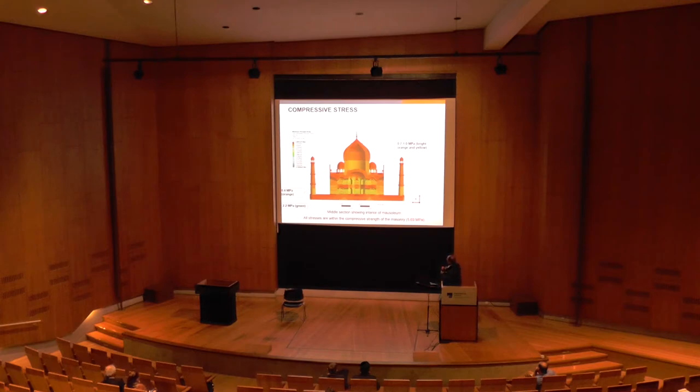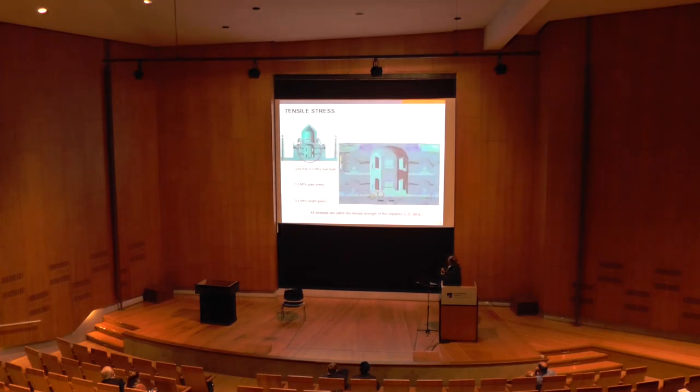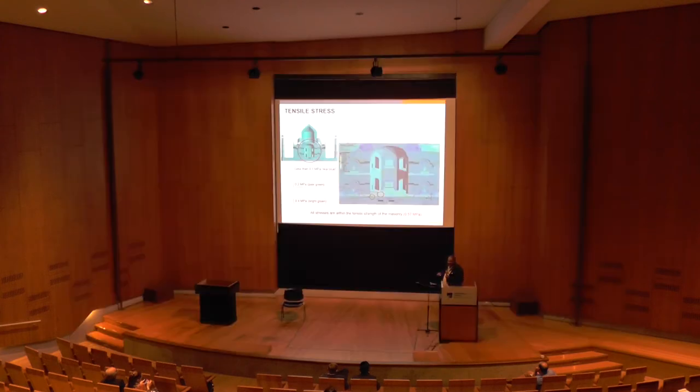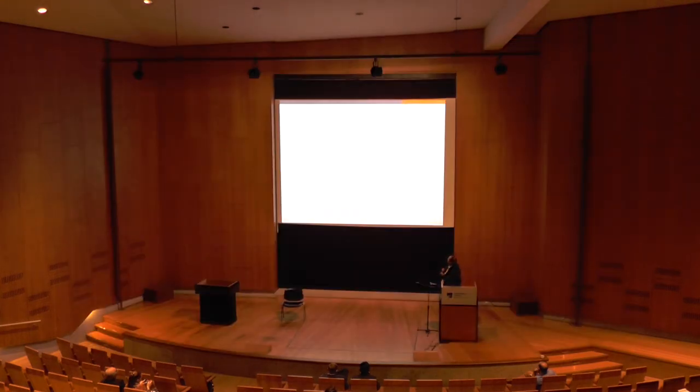But the compressive strength of the masonry can be 5.59 MPa, so we are very much within the safe limits. If we see the tensile stresses, we again get values in the range of 0.1 to 0.4 MPa, while it can go up to 0.57. Tensile stresses going close means we have to go for the dynamic analysis and see whether more tensile stresses develop in a dynamic condition. Taj Mahal is in seismic zone 4 as per Indian standards.